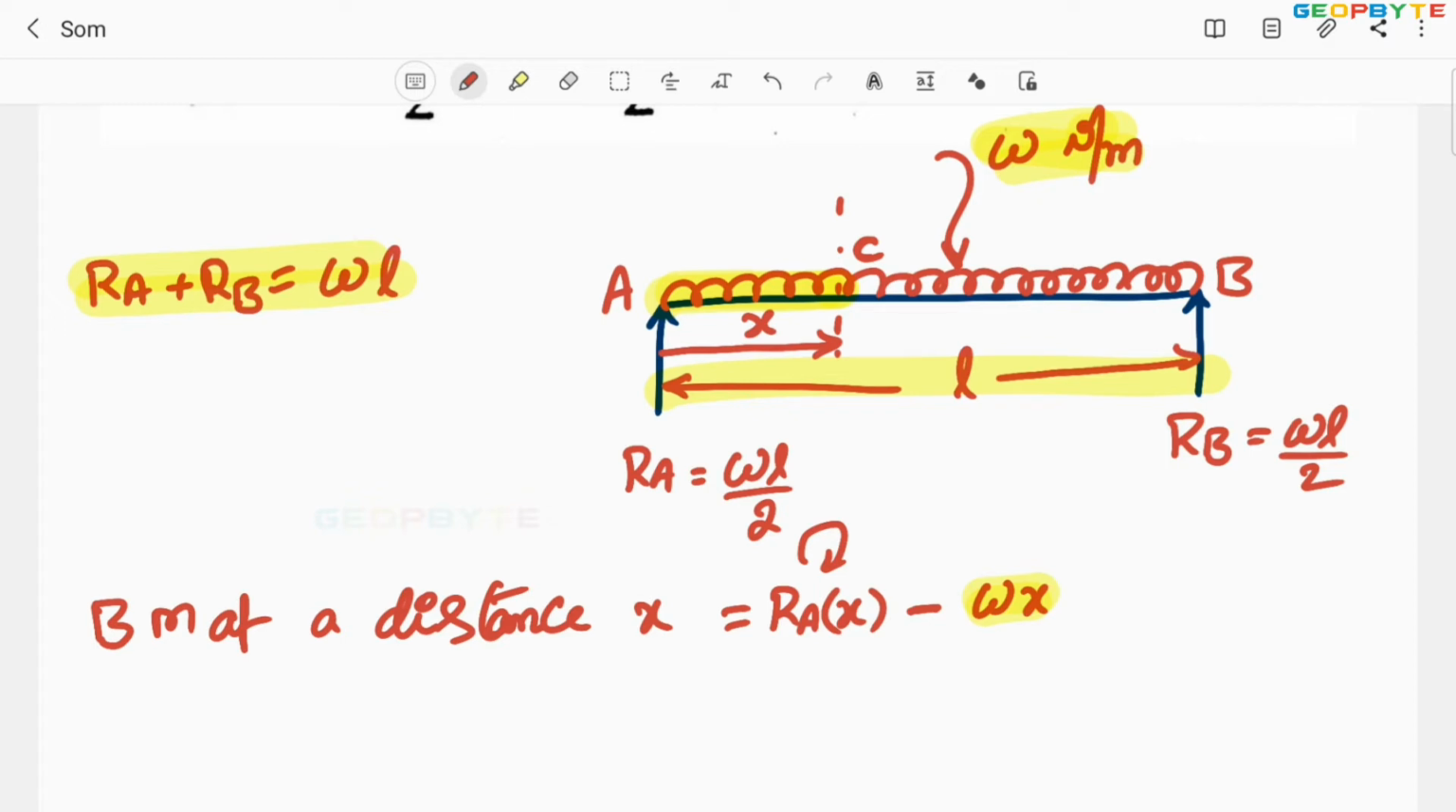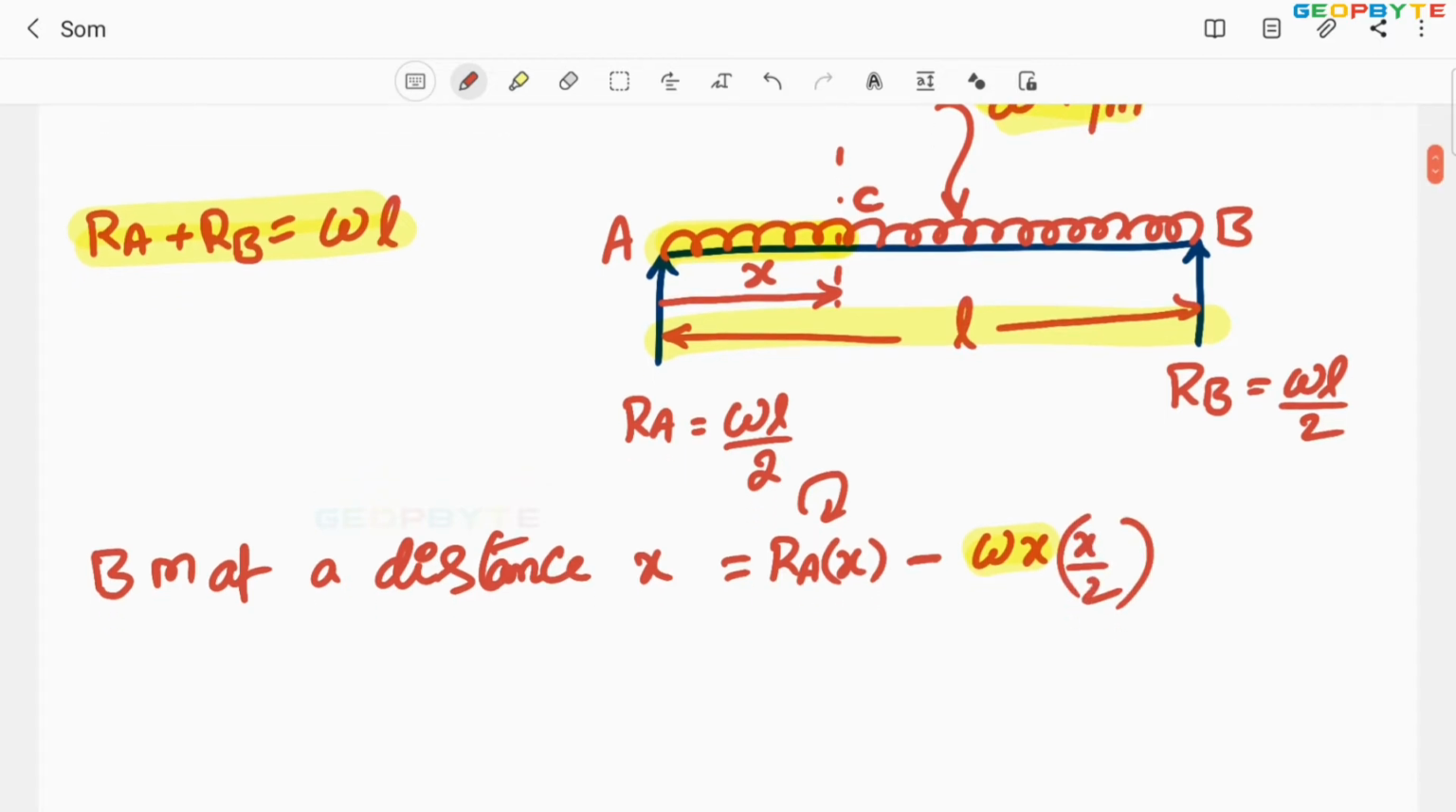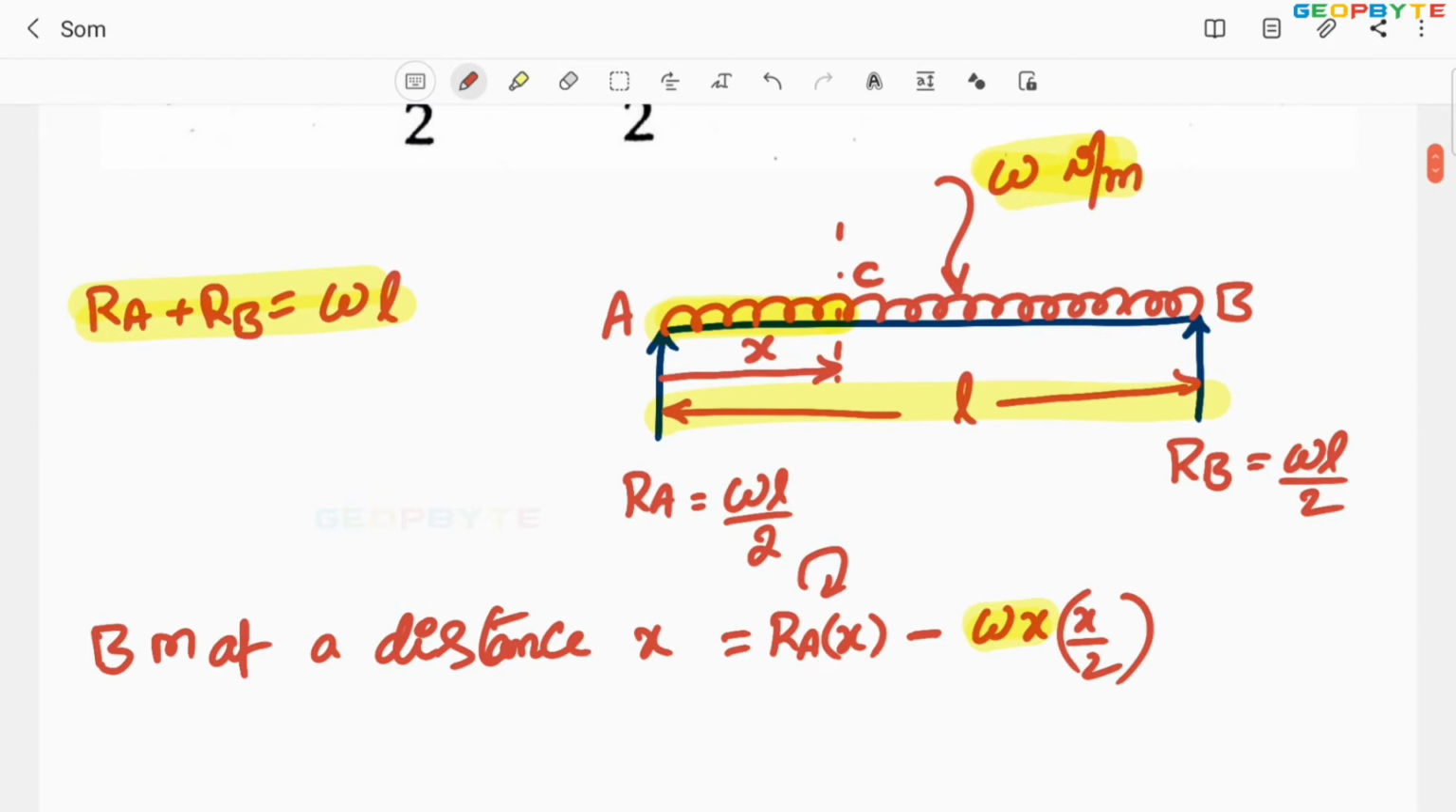Therefore, the bending moment equals the resultant load multiplied by the distance from the middle of AC up to C, that is x by 2. I hope you clearly understood. For getting the point load from the UDL, you have to multiply UDL with UDL distance.